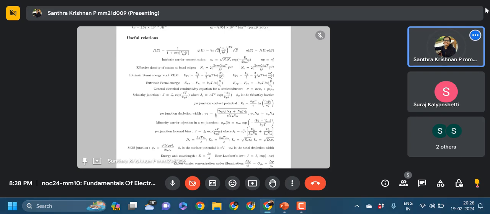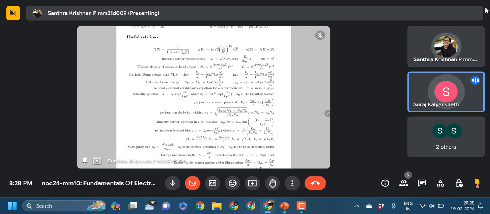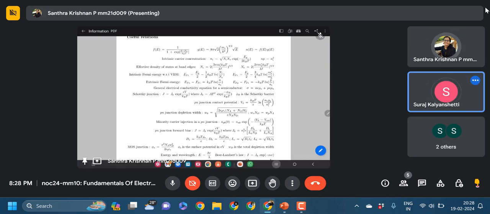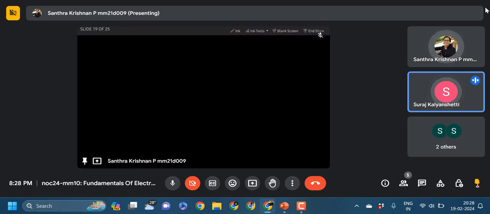Yeah, I can hear. Like PN junction contact potential is there, right? The one just above the depletion. V0 is equal to KBT... So it's proportional.